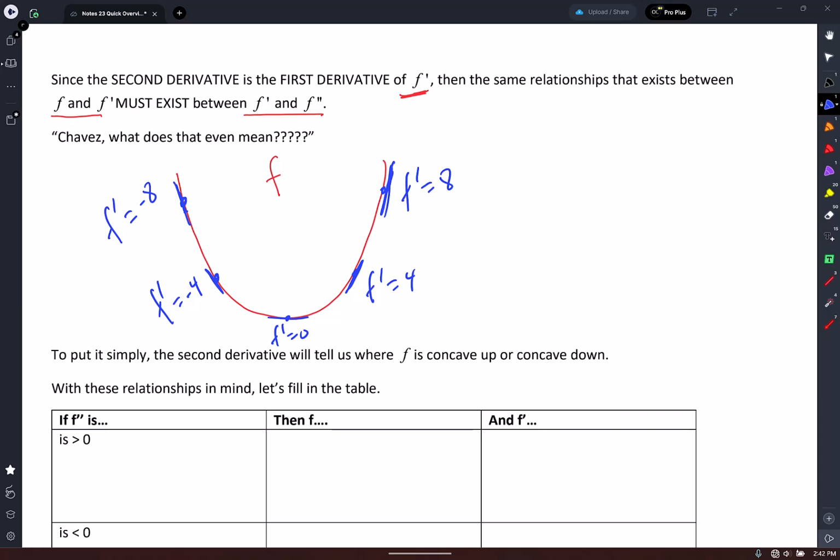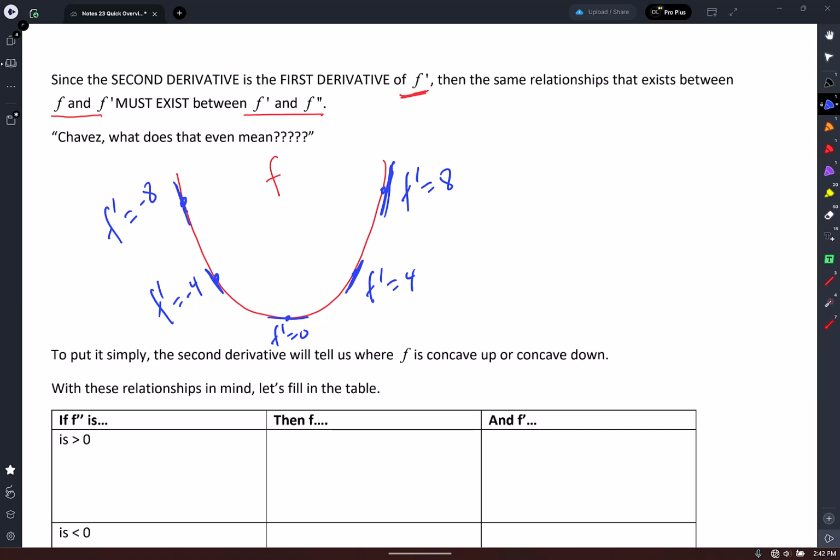Read the graph left to right for f prime: -8, -4, 0, 4, 8. What's happening to f prime? Increasing. Because f prime is increasing, that is what creates a concave up on the graph of f. Now everything's coming together, hopefully. So if f prime is increasing, what does that mean about the second derivative, f prime prime? It's positive.